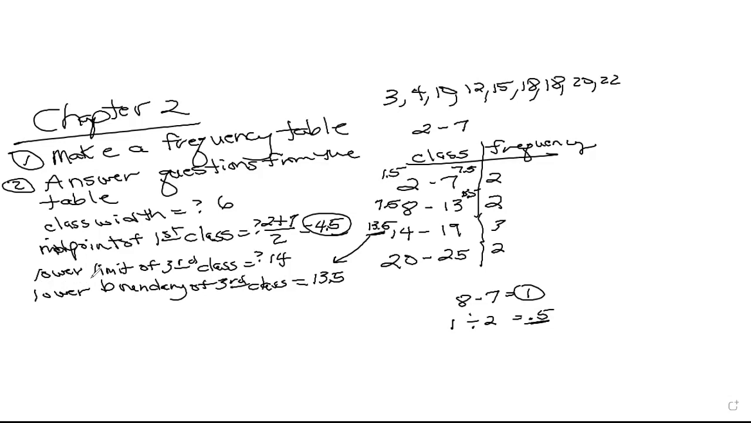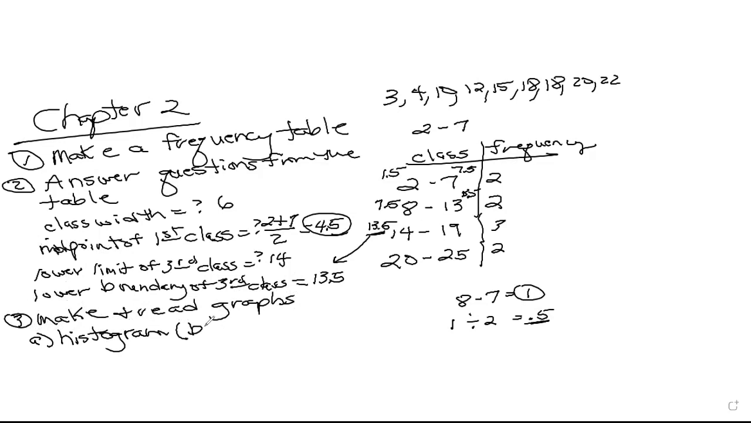Okay. Now, another thing you've got to be able to do is make graphs and read graphs. Now, there are 5 different kinds that you're responsible for on your test. All right. The first kind is called a histogram. So when I say histogram, you should think bar graph. And on the horizontal scale, you have to put the boundaries.